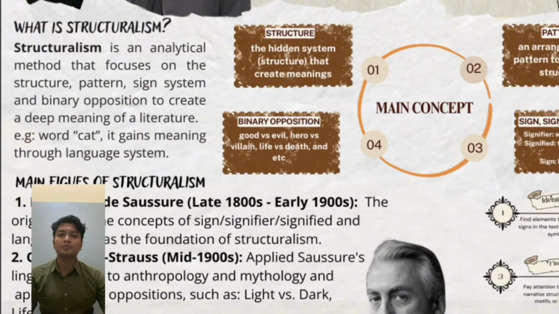Structuralism is an analytical method that focuses on the structure, pattern, sign system, and binary opposition within a text or phenomenon to uncover its deeper meaning. For example, a single word, like cat, doesn't mean anything in isolation. It only gains meaning because it exists within a larger language system. Structuralism seeks to reveal this invisible, systematic framework. The literary work is not just about what the author intended, but also about how the underlying system creates meaning.